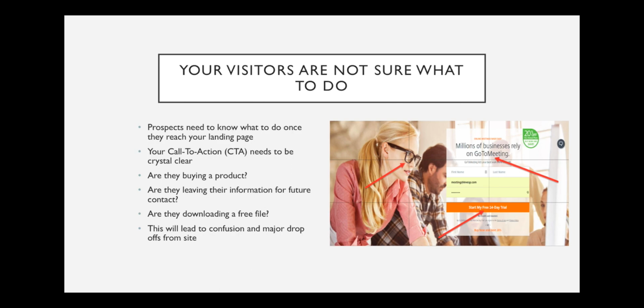So for instance, in this example here, we can see the headline says "Millions of businesses rely on GoToMeeting." And then underneath, it's prompting you to start your free 14-day trial to try it out and see if it's something which works for you. Only one simple thing to do. They're not littered with other calls to action, which again would distract from the main CTA.